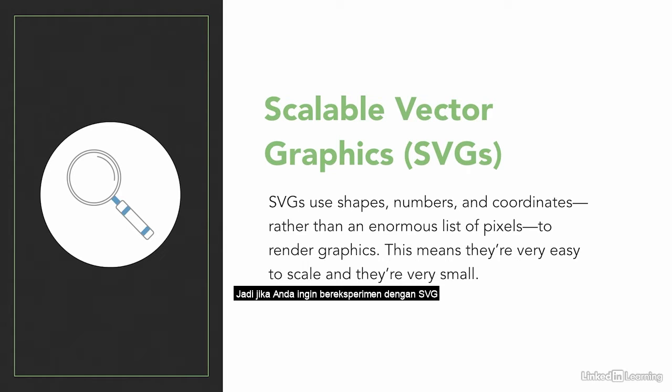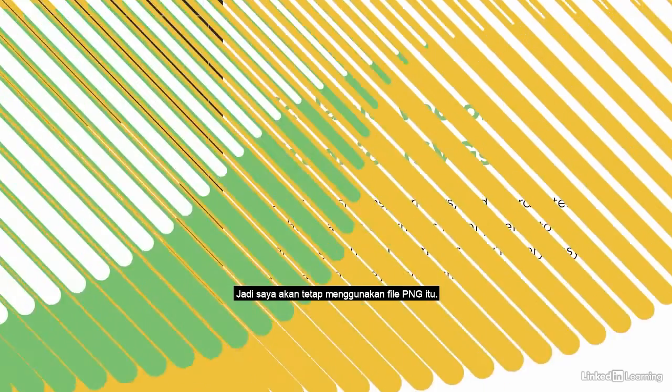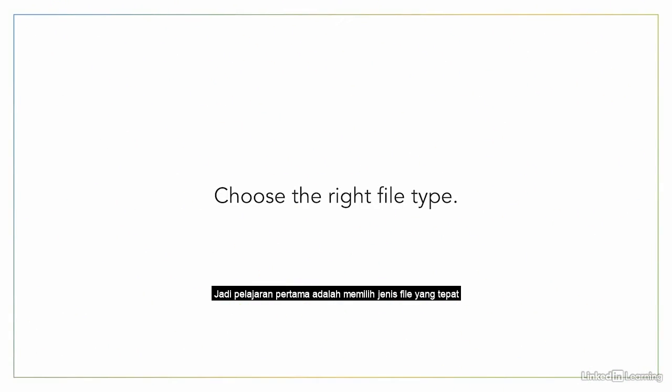So if you want to experiment with SVGs and you have a graphic editor program like Photoshop, go ahead and export your logo as an SVG. If you like creating them and they're efficient for you, go ahead and keep using them. Just make sure that a PNG isn't smaller. In my case, the SVG file of my logo was about 50% bigger than the PNG file, so I'm going to stick with that PNG file. So the first lesson is to choose the right file type depending on the type of asset that you're creating.